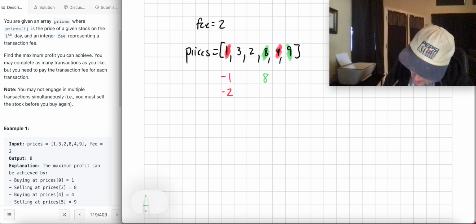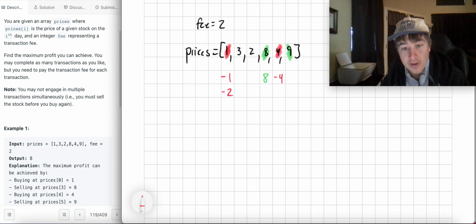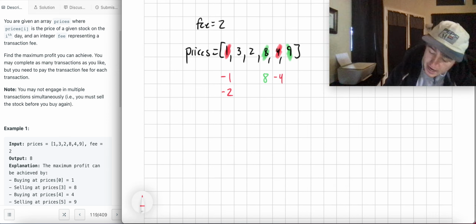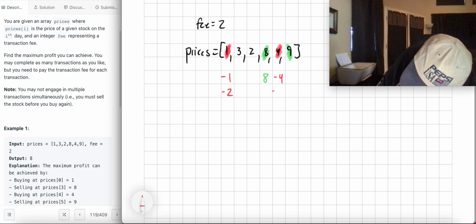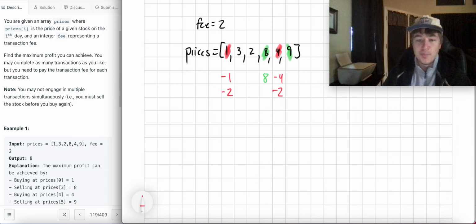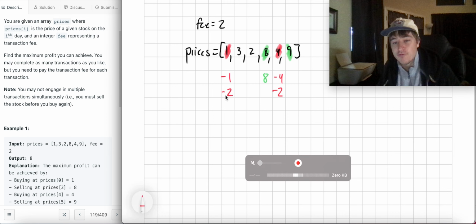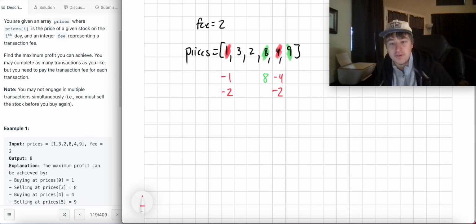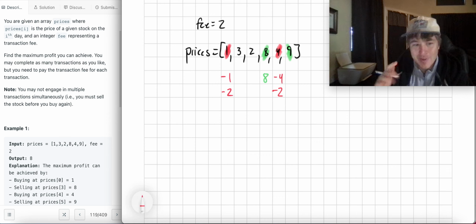And then when we buy at 4 again, we have to spend $4 to buy this stock, because that's the price of the stock, and then we also have to pay that transaction fee again of -2. I could put the -2 over here or over here. I could account for the fee when I buy it, or when I sell it. It doesn't really matter. The fact is that when I do a transaction, which is a buy and then a sell, I have to pay that $2 fee.